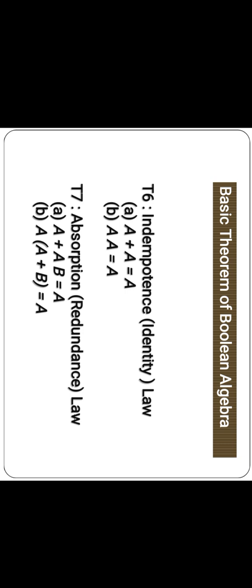Next theorem is idempotence, that is identity law. First law is A plus A equal to A. Second law is A into A equal to A. Next theorem, absorption or redundancy law. First law is A plus AB equal to A. Next law is A into (A plus B) equal to A.